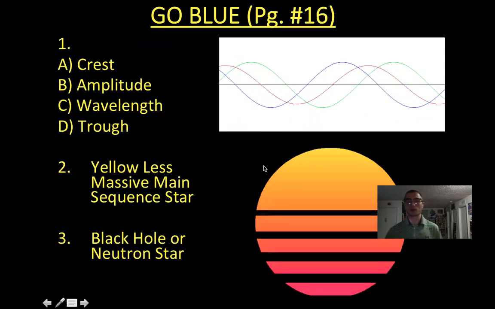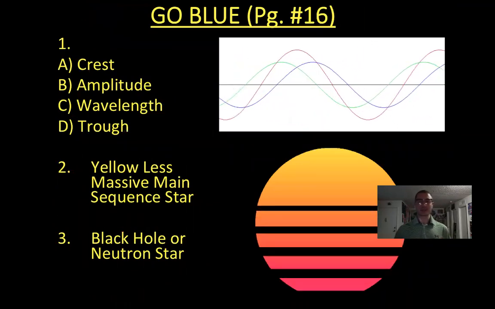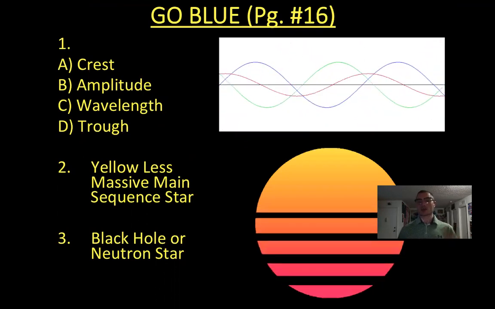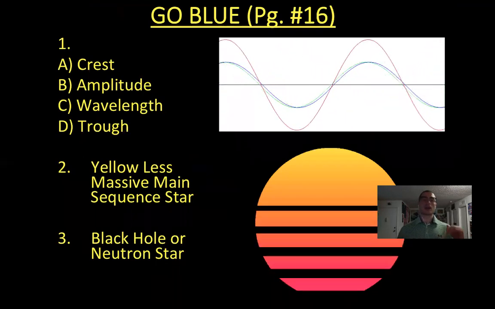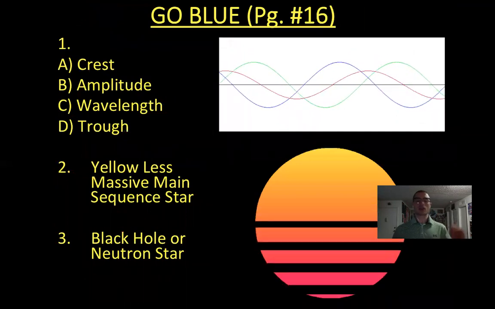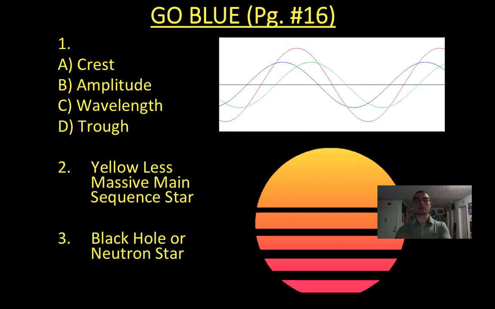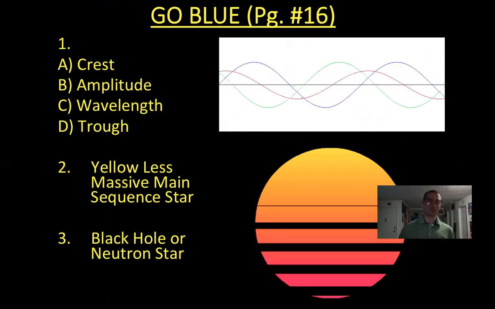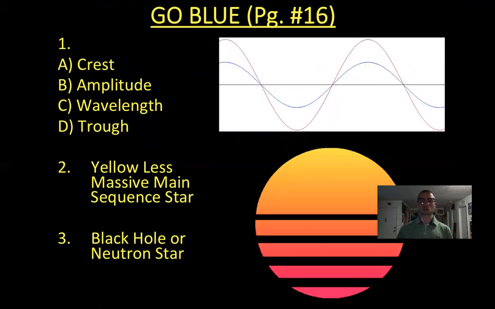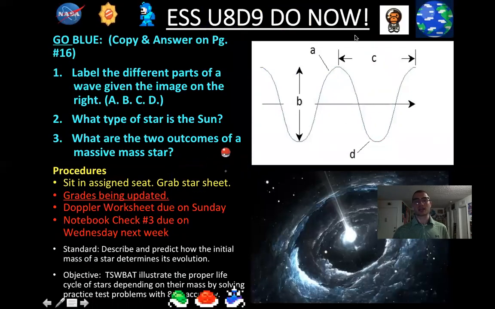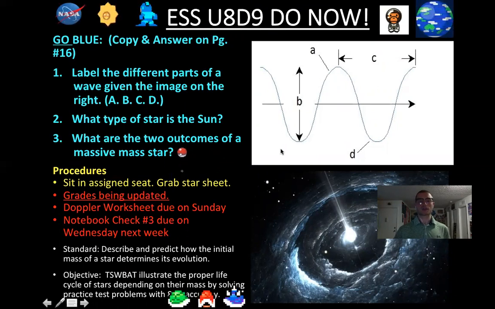Take a moment, think about the answers, pause the video, and let's go ahead and check it out. Number 1, okay? A was the crest, that is the top of a wave. B is the amplitude, again, that's the range of a wave at rest. And then C is the wavelength, the wave from beginning to the very finish, beginning to beginning, right? And then D is the trough, that is the bottom of a wave. So again, A is the crest, B is the amplitude, C is the wavelength, and D is the trough.